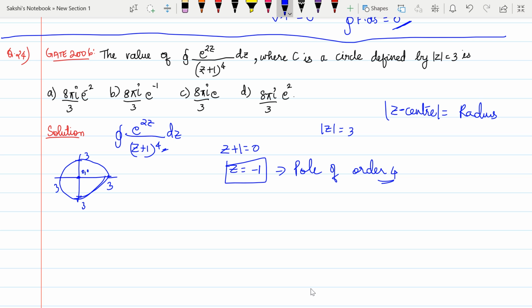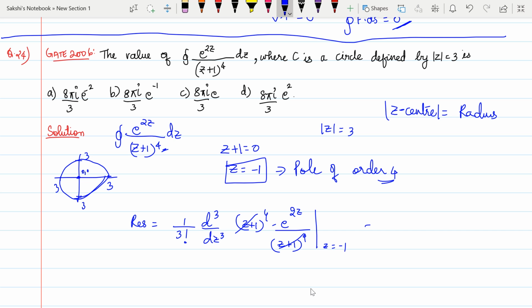Therefore, now we are going to find the residue, wherein you're going to use the formula 1 by 3 factorial, d cube by dz cube of (z plus 1) the whole power 4 times e power 2z divided by (z plus 1) the whole power 4, at z equal to minus 1.